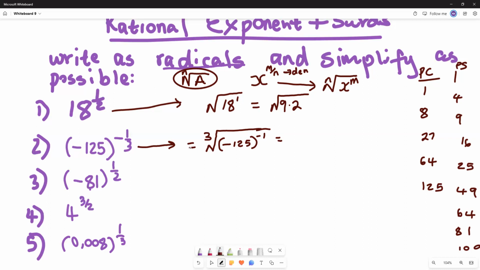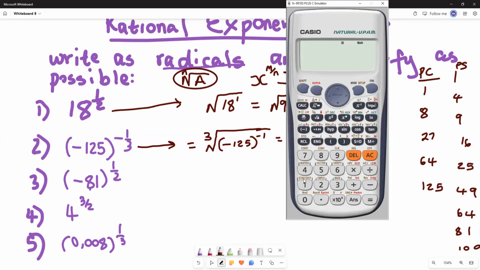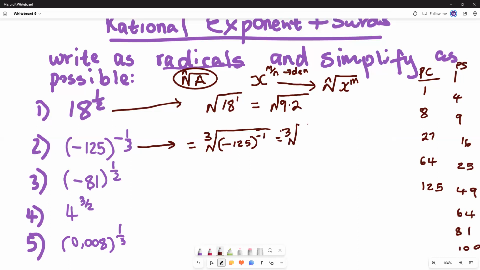To simplify this, we are firstly going to change this into prime base. Remember, I showed you how to do it with a calculator. You type negative 125, equals, shift fact. Also, I don't have to include the sign. Then shift fact. So it's 5 to the power 3, which means we basically have the cube root of, in bracket, negative 5 to the power 3, and then you have negative 1.